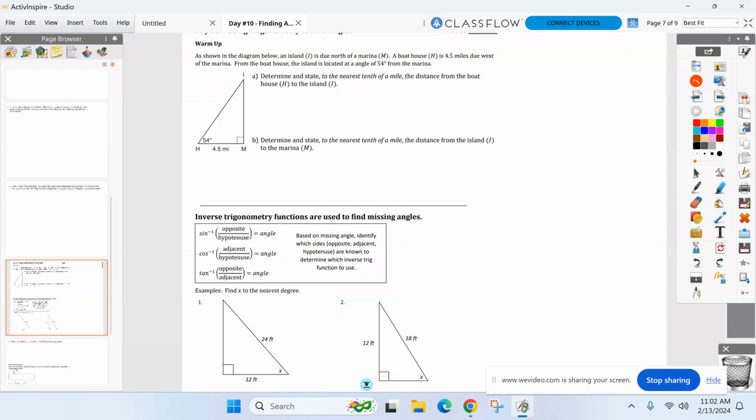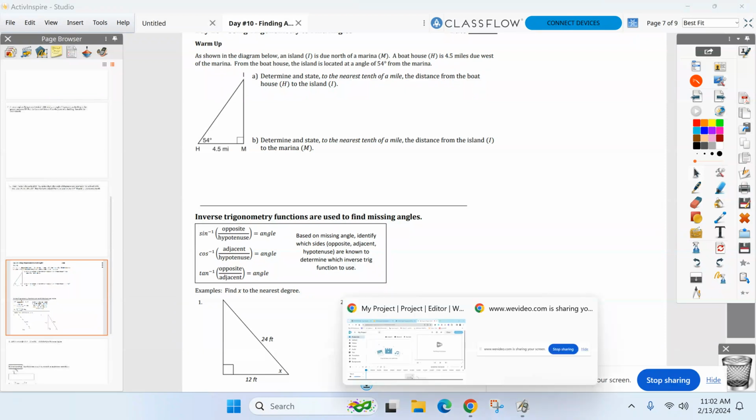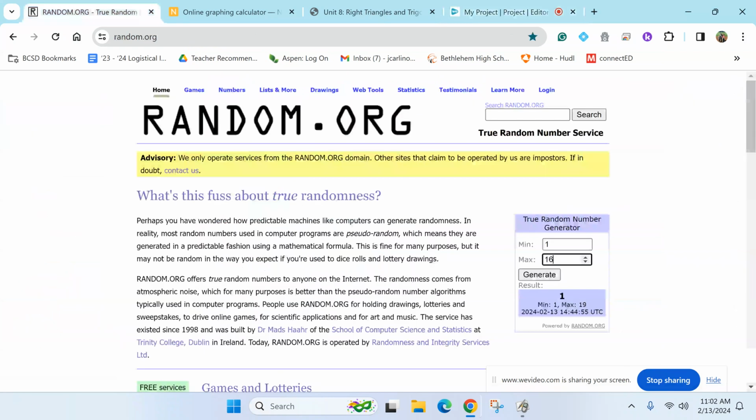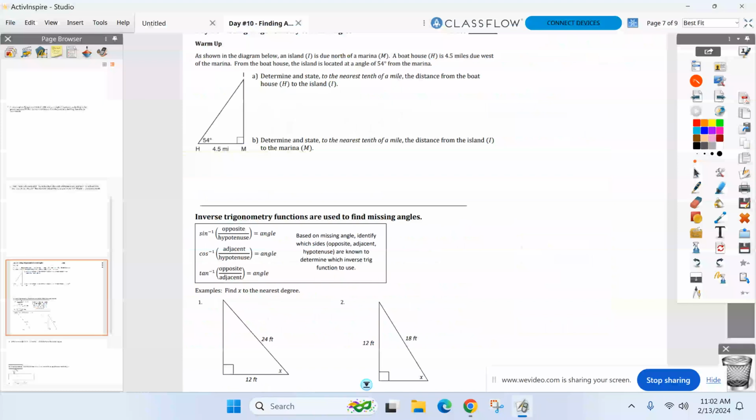All right. I don't want to know the answer to part A, but I do want to know what ratio you used. Let me know what ratio you used to find HI. Let's start there. What ratio did you use? Start us off right, Aiden. What ratio you used in part A? Cosine. Yes, you did.